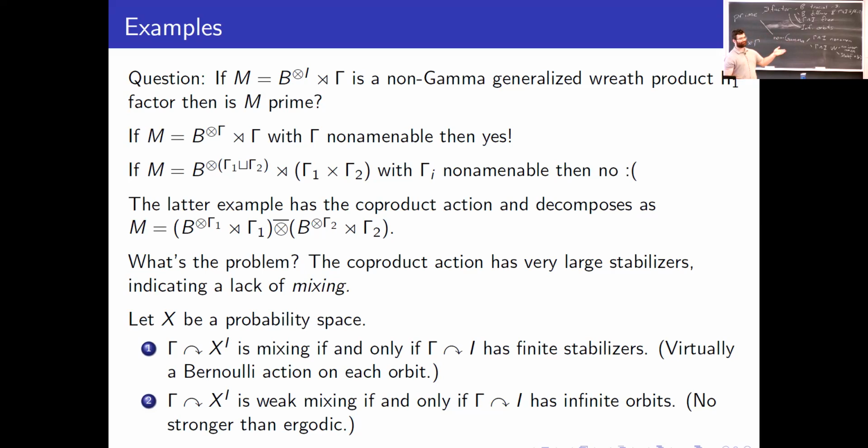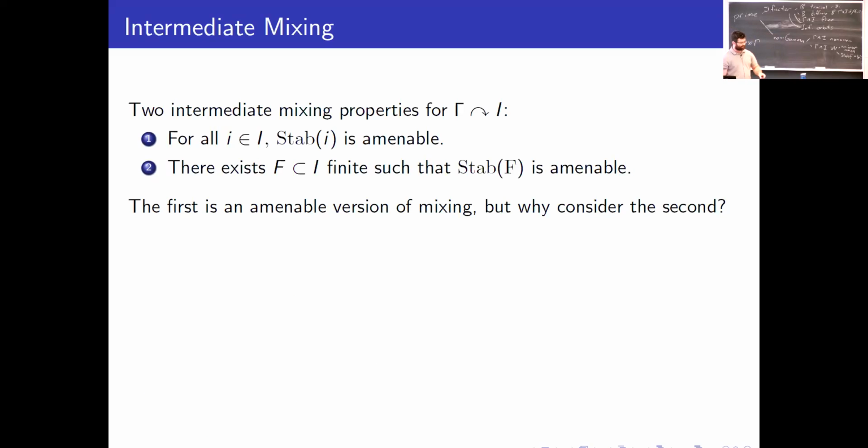Probably weak mixing. Well, the issue is that all you need for this action to be weak mixing is infinite orbits, which is not helpful because that coproduct action is weak mixing. Okay? It's two orbits and they're both infinite. So how can we fix this? We have to fix this. So here's two suggestions how to fix this.